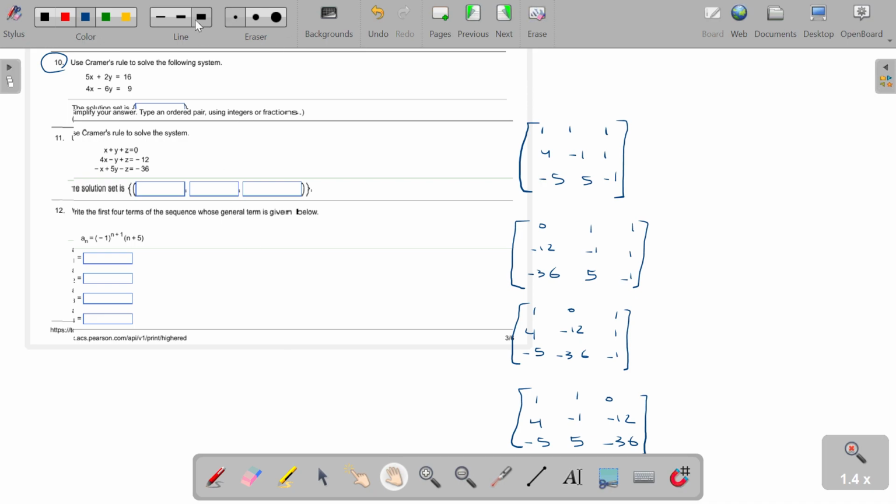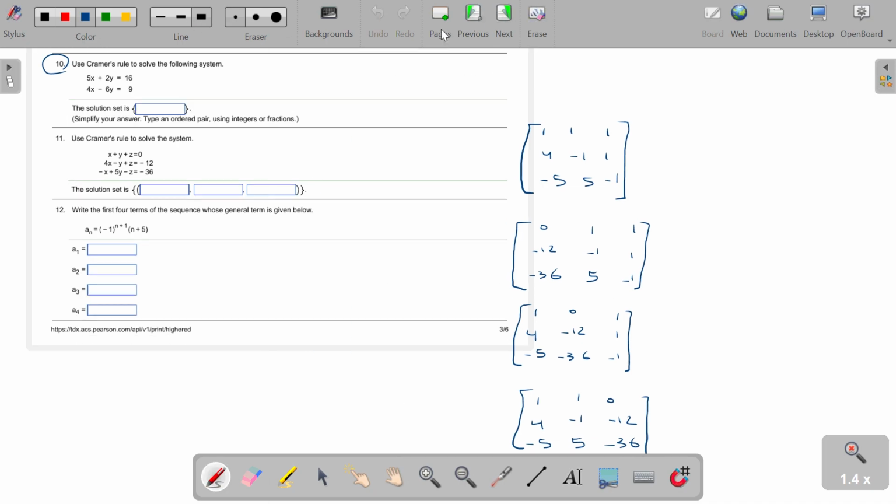Okay, now we're going to work on question number 11 here. We're using Cramer's rule again to solve the system of equations. So first, I'm going to make my coefficient matrix, which is just the coefficients of all these x and y and z. Okay, so this, as I said, is the first determinant, first matrix that is the coefficients of all x and y and z.